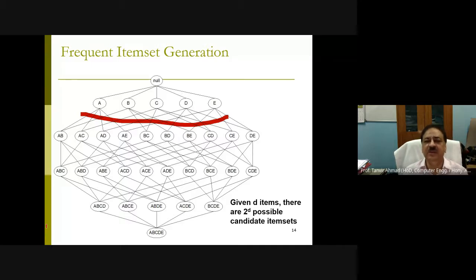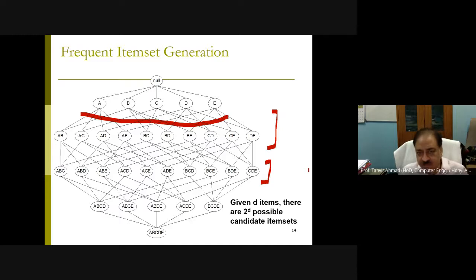Similarly, you will have B with C, B with D, B with E, C with D, C with E, and D with E. That means at this level, you generate all combinations of A, B, C, D, E with 2 items, that is, K is equal to 2. Then at the third level, you combine AB, AC, AD, AE, and so on, to generate 3 item sets. When joining, you can only join those item sets which have at least one item in common.